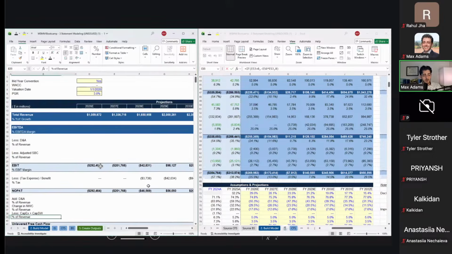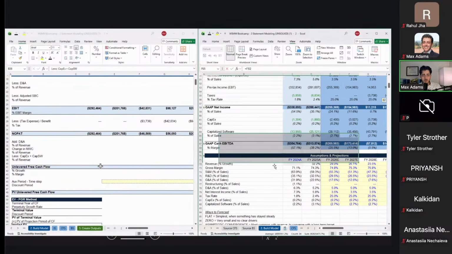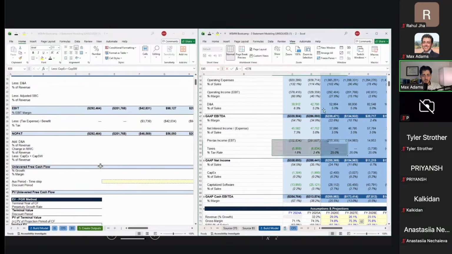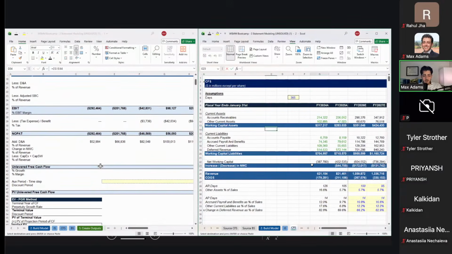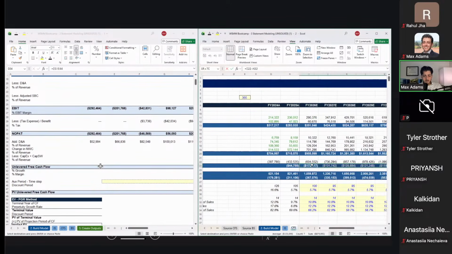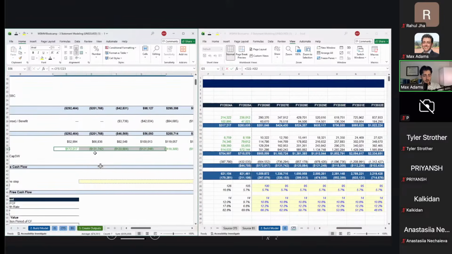And then once we have our NOPAT, I'm going to add in the D&A, which I'm going to get from here on our income statement. And then I'm going to add in the changes in net working capital, which I'm going to pull from our cash flow statement. That's going to be this net working capital change thing. And remember, since these are going to be an increase, I'm just going to make that a positive here. So I'm just going to flip that sign around.